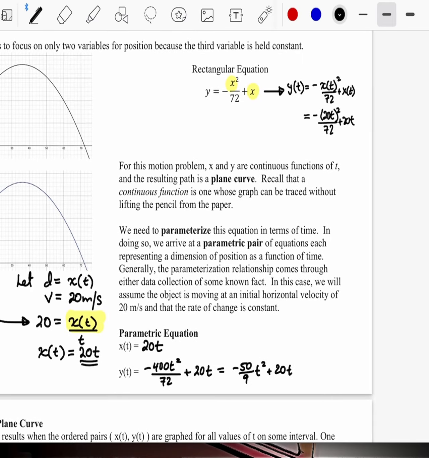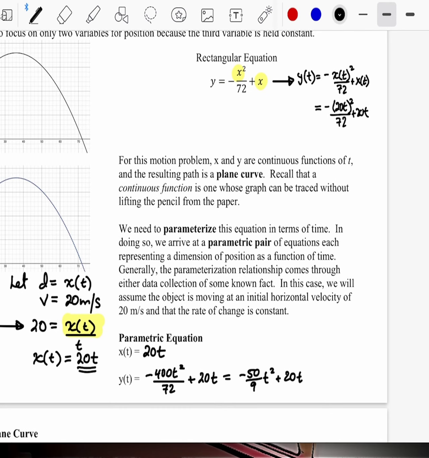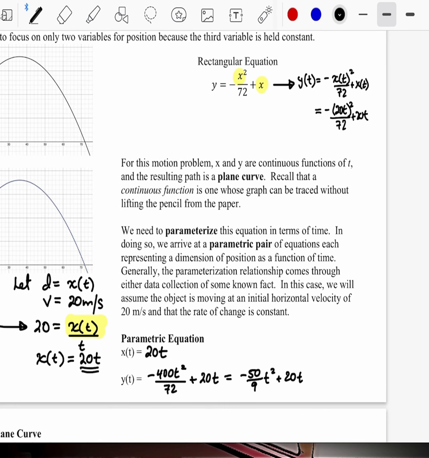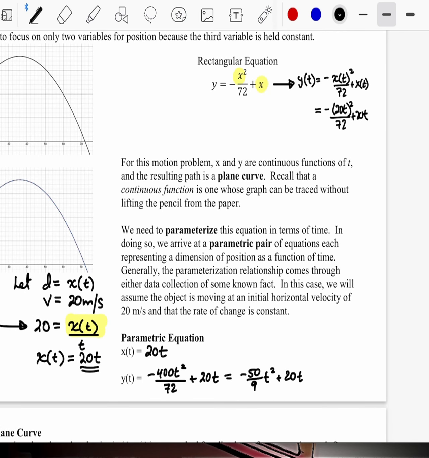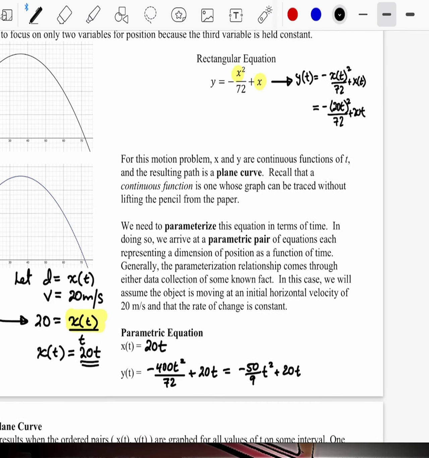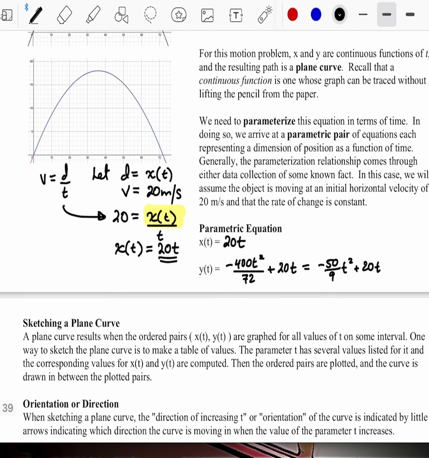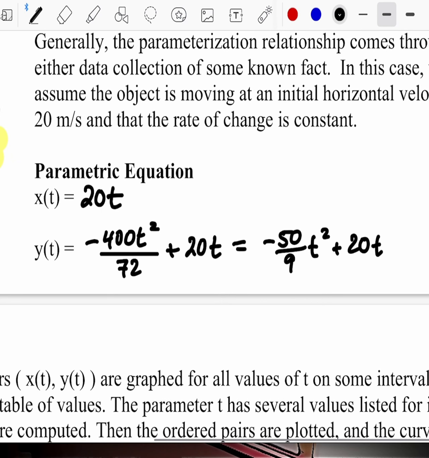So that's my parametric pair, and together those will give me the same path but now incorporate an element of time. All right. So we could pop that into Desmos in a sec, but we could also think about our parametric equation as being an ordered pair. I said it's a parametric pair, but it's an ordered pair.